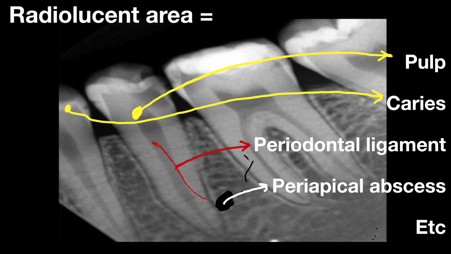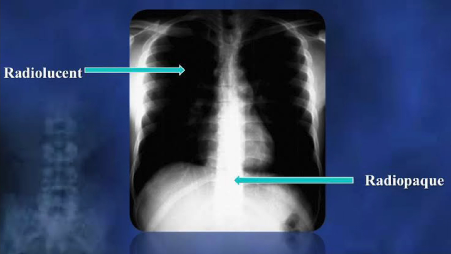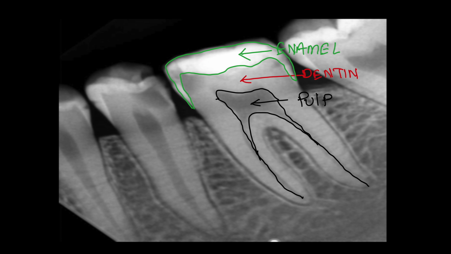Any abnormal spaces like a periapical abscess or a cyst. The magic happens when these two contrasts combine. A healthy tooth has bright radiopaque enamel and dentin protecting the dark radiolucent pulp chamber.